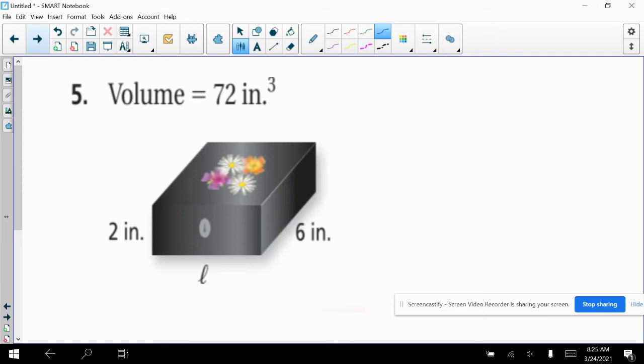Write the equation. If you're not sure what the volume formula is, you can use your cheat sheet. I'll write it up here for you. Write an equation, solve it, find the linear measurement.